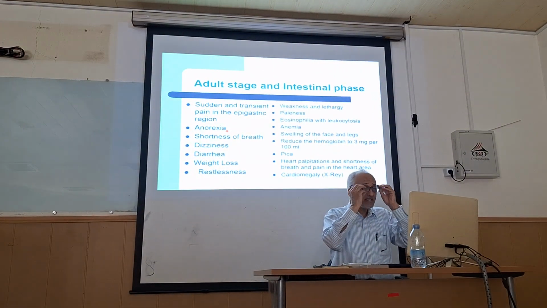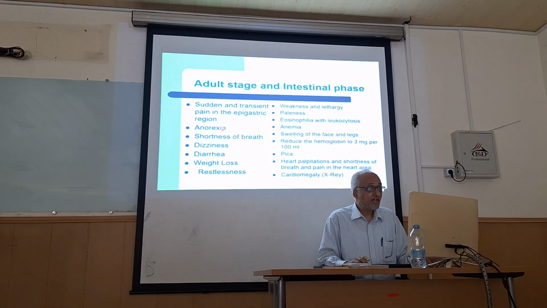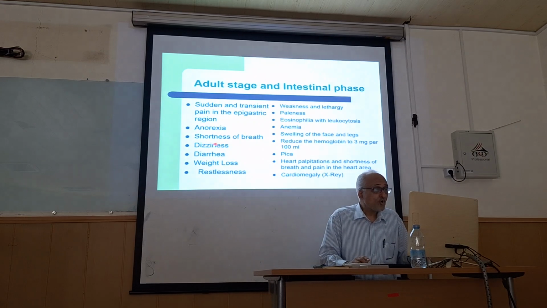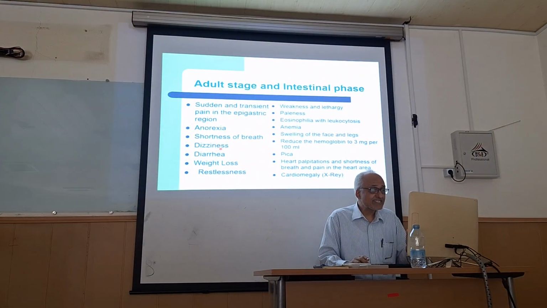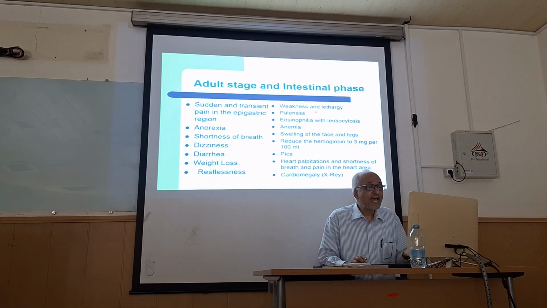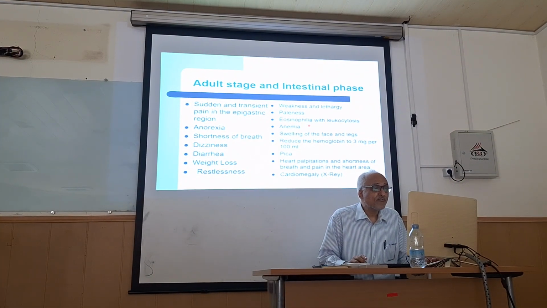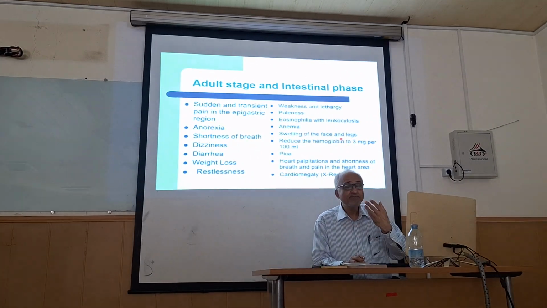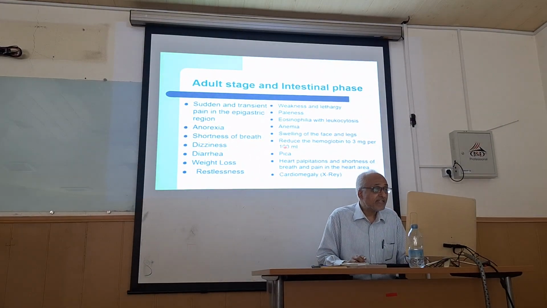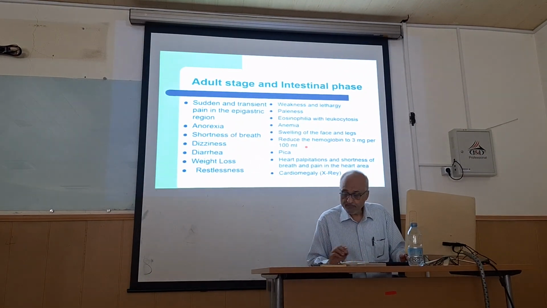Adult stage and intestinal phase: sudden and transient pain in the epigastric region, anorexia, shortness of breath, dizziness, diarrhea, weight loss, restlessness, weakness and lethargy, paleness, eosinophilia, swelling of the face and legs, and hemoglobin reduced to 3 per 100.